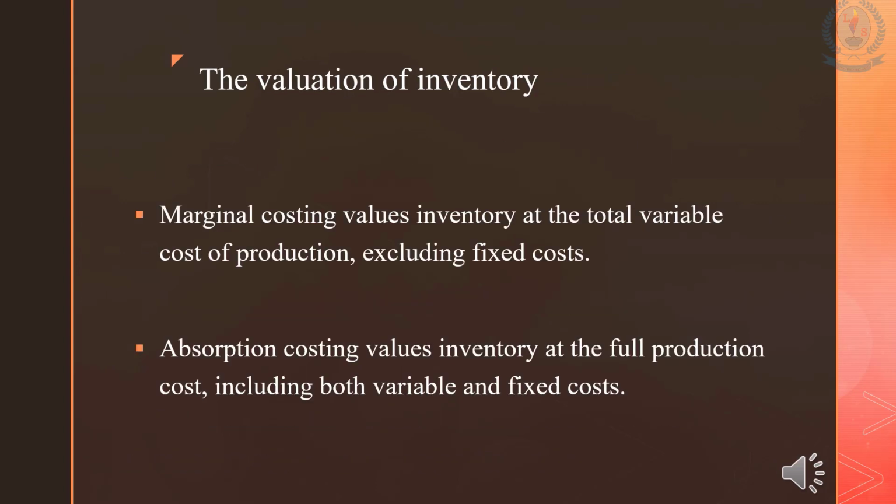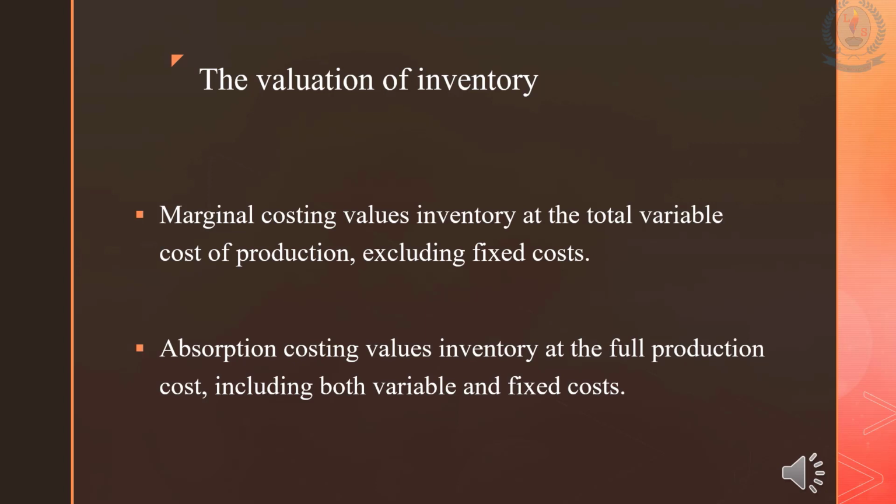A significant difference between the two costing methods is how inventory is valued. Marginal costing values inventory at the total variable cost of production: direct material, direct labor, direct expenses, and variable production overheads. It excludes fixed costs. Absorption costing values inventory at the full production cost. It includes both variable and fixed costs.